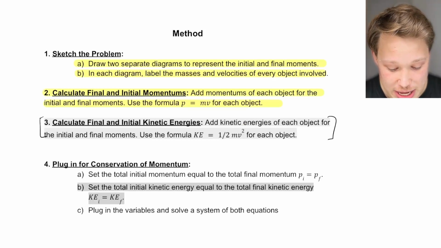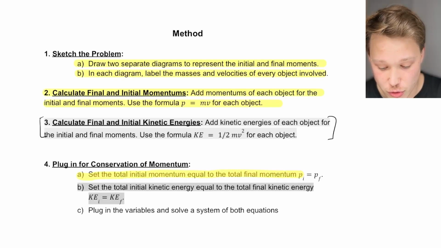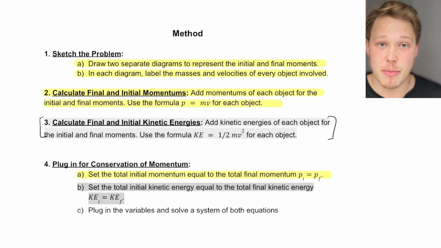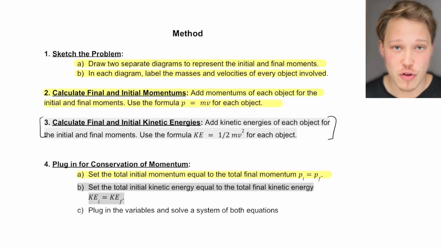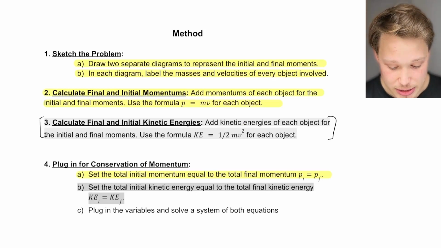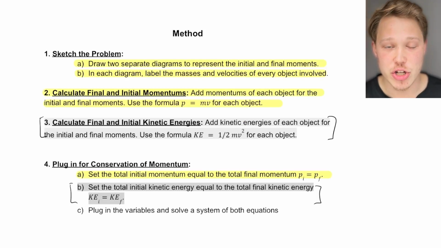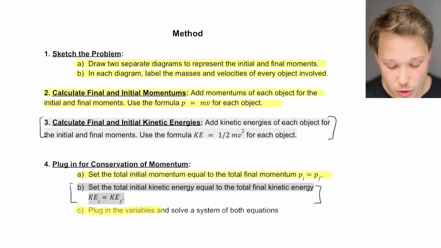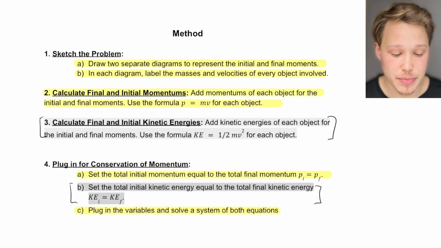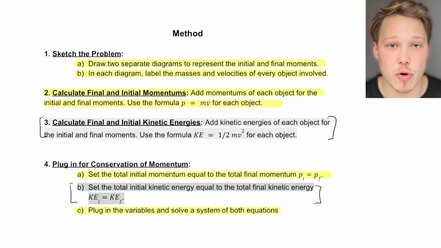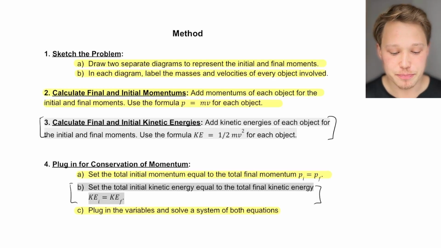Now, in addition to setting the total initial momentum equal to the total final momentum, the sum of all your initial momentums equal to the sum of all your final momentums, you set the total initial kinetic energy equal to the total final kinetic energy. So essentially, instead of one equation, you're going to have a set of two equations where you will have to plug in the variables and solve them. We're just adding one more equation to our momentum conservation approach. Now let's see how these steps apply to a problem that we have on the next page.